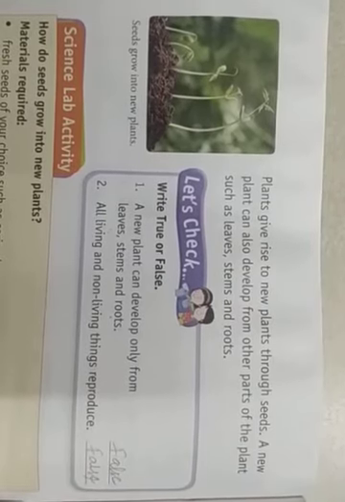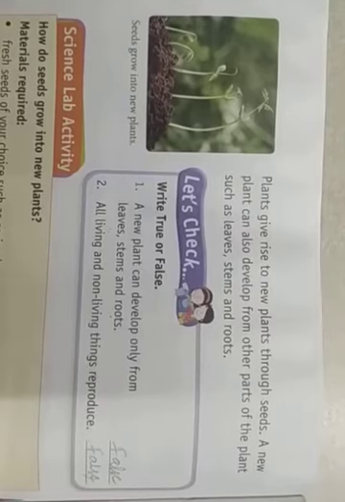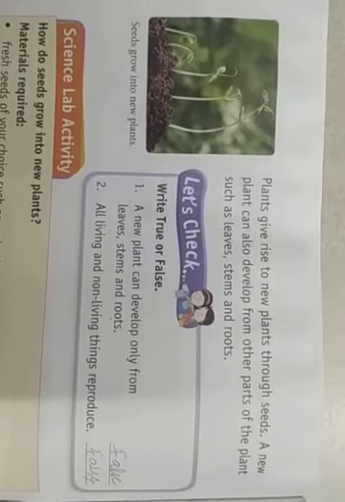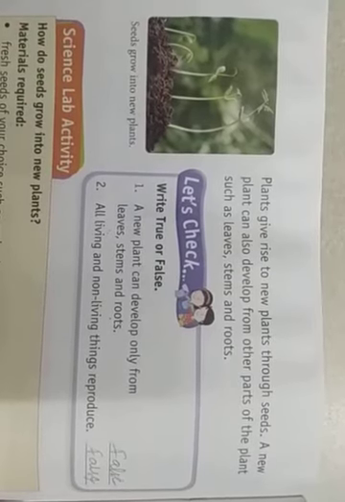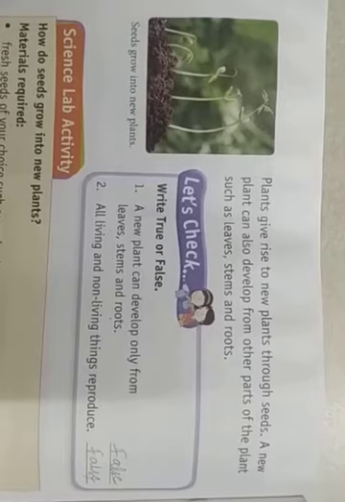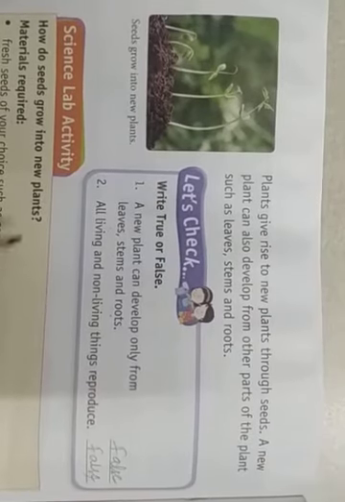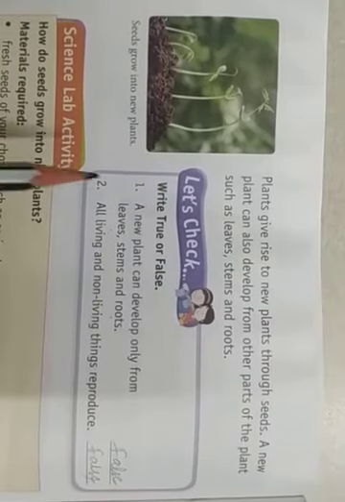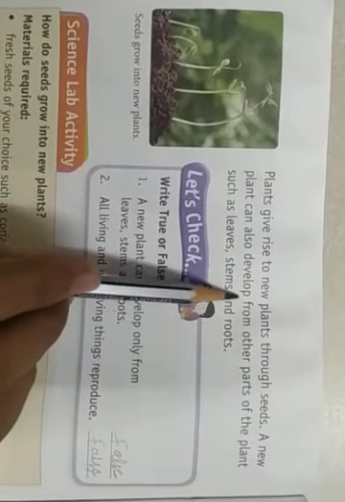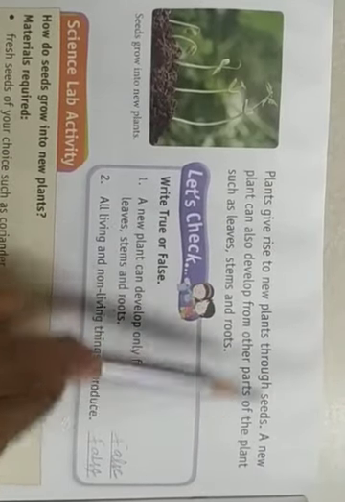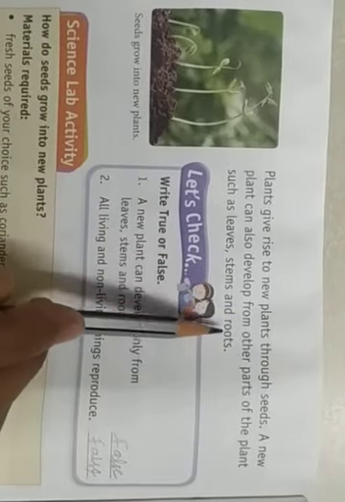With the help of the stem, we can make another small plant of the same kind. Plants give rise to a new plant through seeds. A new plant can also develop from other parts of the plants such as leaves, stems and roots. Right?